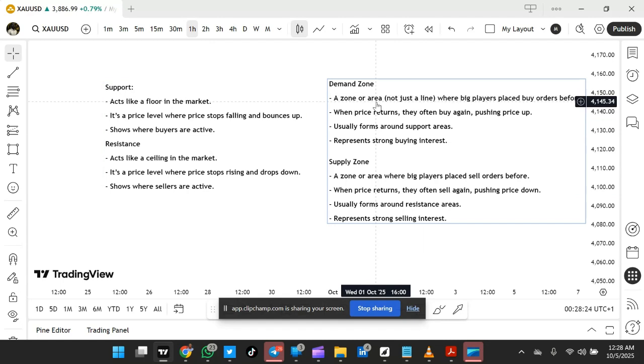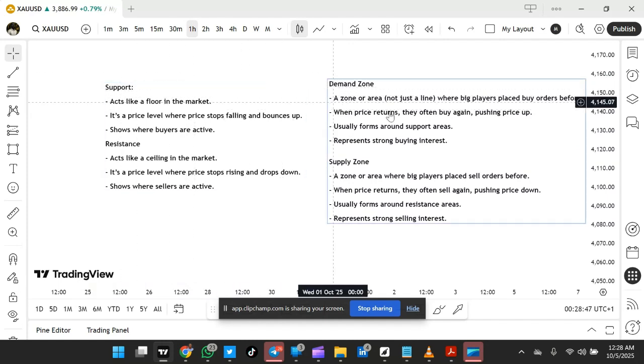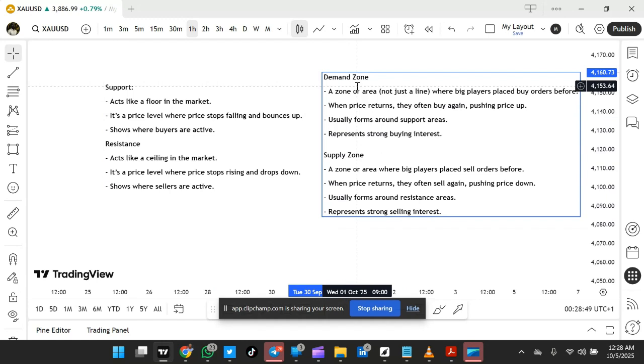And then a demand zone. What is a demand zone? A demand zone is a zone or area and not just a line like your normal support level. Now let me go back to support again. Support is like your floor, right? And your resistance is like your ceiling. Now your demand zone is what? Think of it like just below. It's just like your support, but it's not your support. Are you getting me? It's like your support, but not your support. What differentiates them is the ideology or the logic behind them.